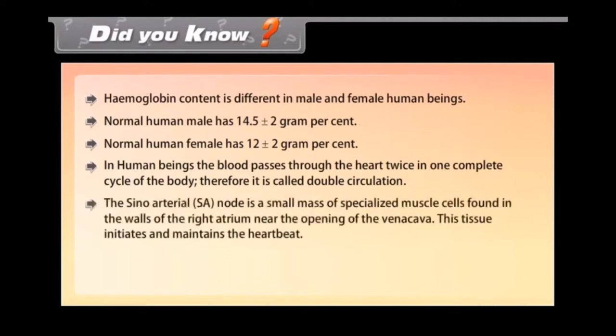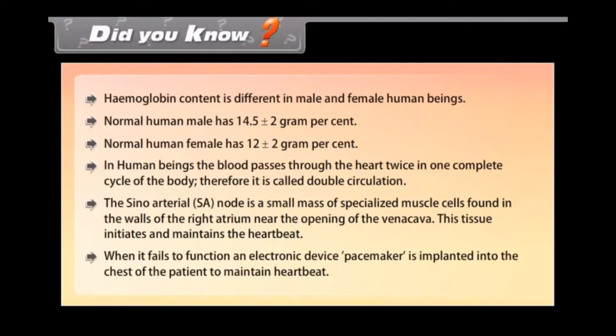The sinoatrial SA node is a small mass of specialized muscle cells found in the walls of the right atrium near the opening of the vena cava. This tissue initiates and maintains the heartbeat. When it fails to function, an electronic device, pacemaker, is implanted into the chest of the patient to maintain heartbeat.